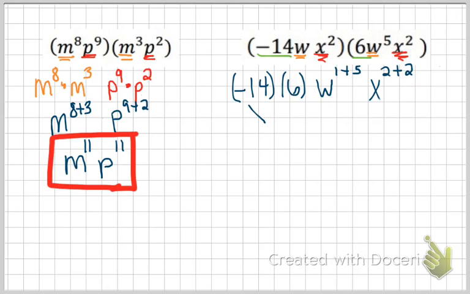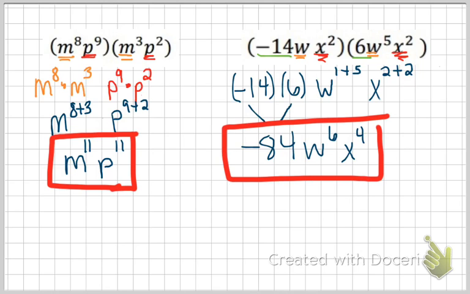So we get that the product of negative 14 and 6 is negative 84. W to the 1 plus 5 is w to the 6. X to the 2 plus 2 is x to the 4th. And that is our simplified answer.